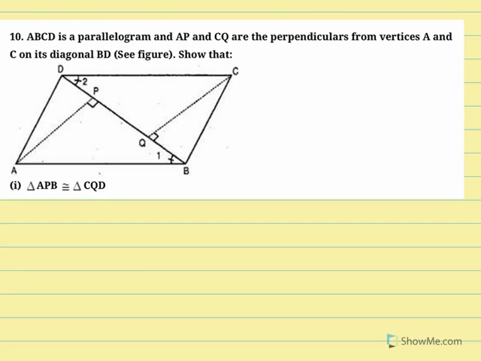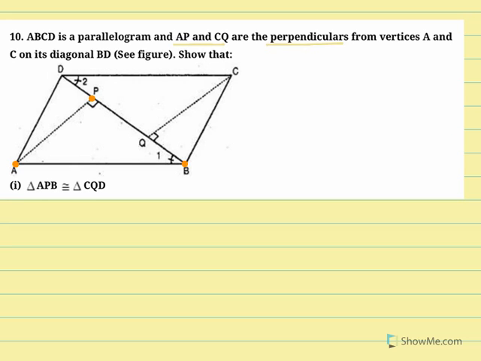ABCD is a parallelogram. AP and CQ are perpendiculars from the vertices A and C on its diagonal BD. Show that triangle APB is congruent to triangle CQD. So we need to show these two triangles, APB and CQD, are congruent.